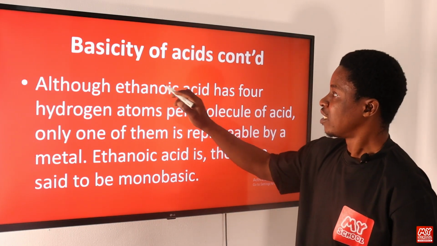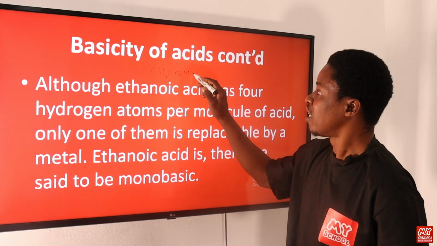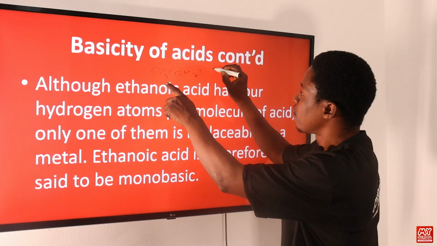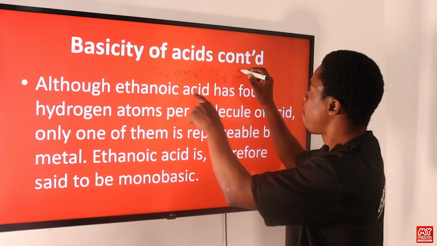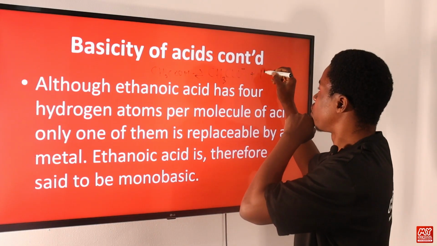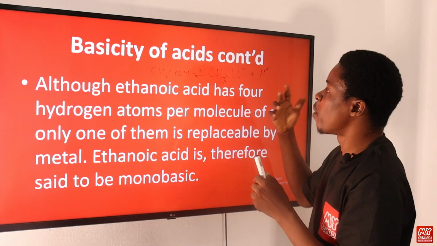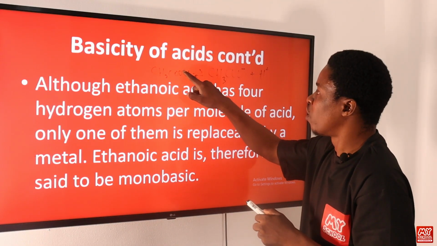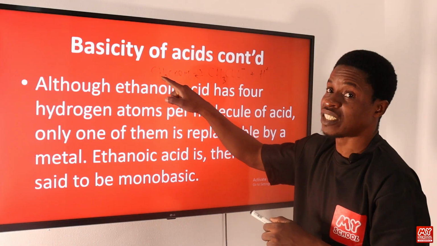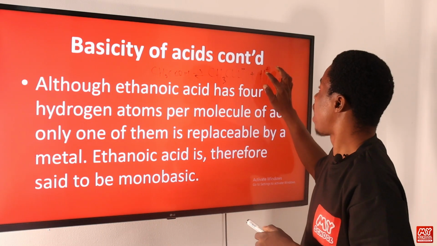See what we mean? This is CH3COOH. If you dissociate that, you are going to have CH3COO minus, then plus H plus. So when a sodium or a potassium, a metal, comes in here to react, this hydrogen is the only one that is replaceable. You cannot replace the others, because it's a weak acid. So when you displace this one, it is off, and then we have this.